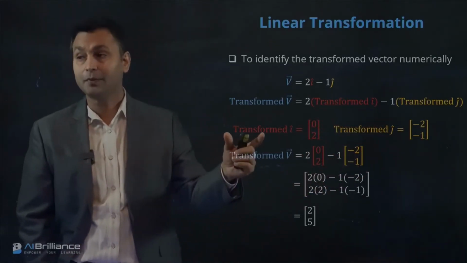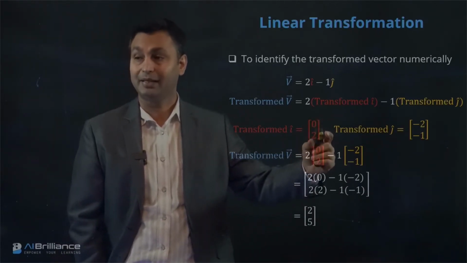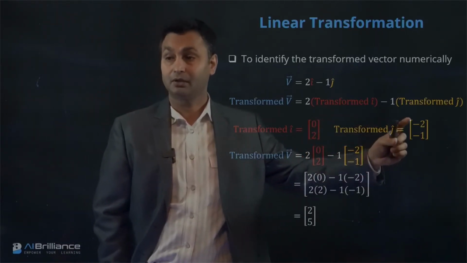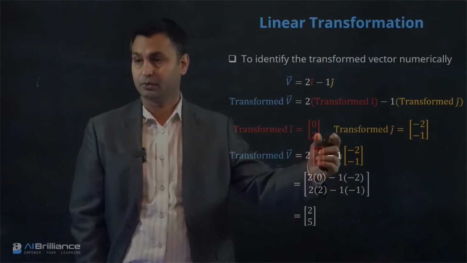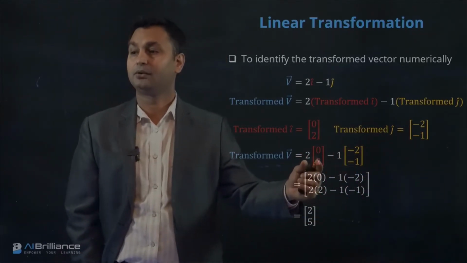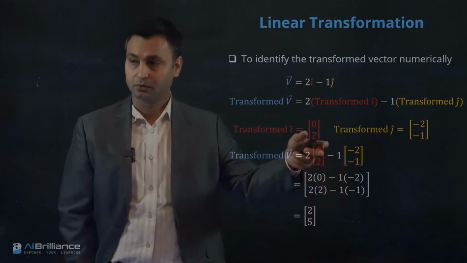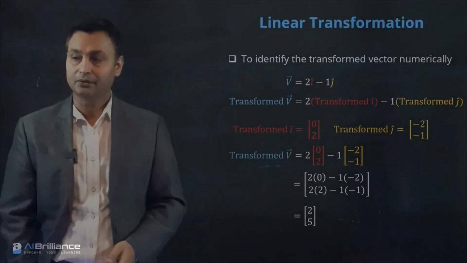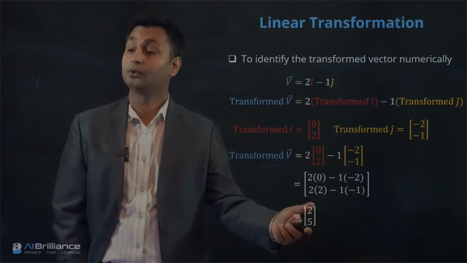What is the transform of i? As I said, it is the first column of that matrix multiplied by i, and the transform of j would be the second column multiplied by j. So similarly, if you take this one and this one here, we have to write 2 times (0, 2) minus 1 times (2, -1). And if I do the simple numerical calculation, then the transformed vector v will come out to be (2, 5).